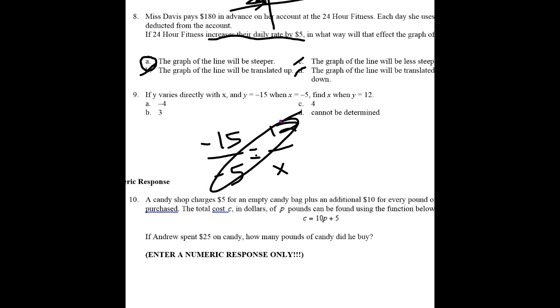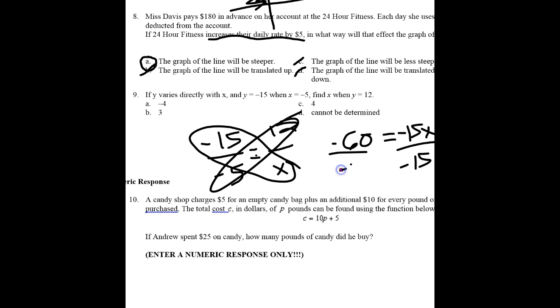I'm going to cross multiply. That's going to give me negative 60 equals, and x times negative 15 is negative 15x. To get that x by itself, I divide by negative 15, and I will end up with 4 equals x. So x equals 4 is my answer. My answer is C.